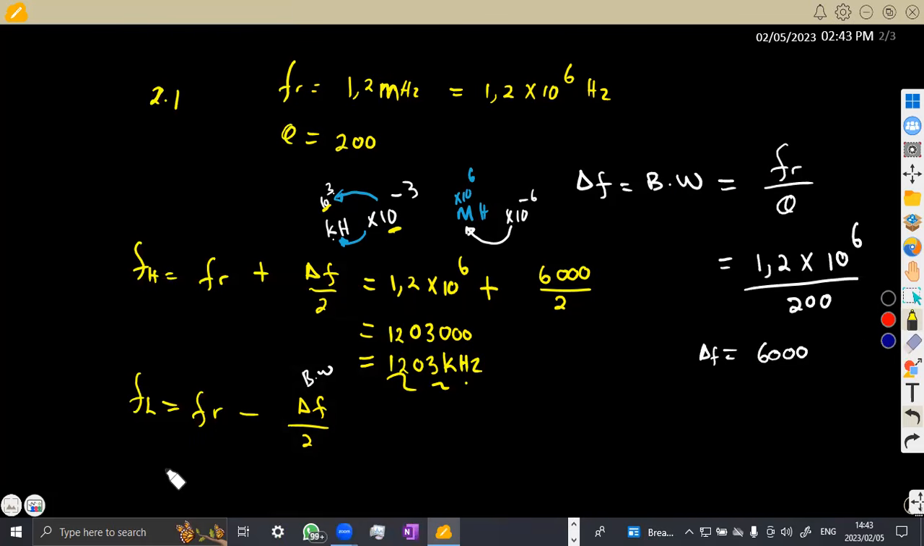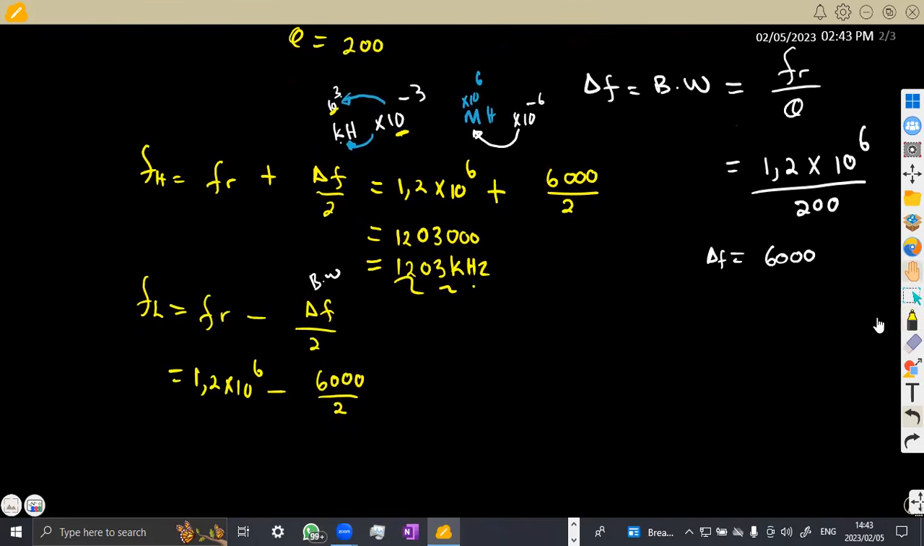All right, then we move on to the lower one, which is now we are going to subtract. So it's FR, which is 1,2 times 10 to the power of 6 minus 6,000 over 2, or 3,000. So that's it, guys. Just like what we saw from that previous question, we can use our calculator. Again, we are going to obtain something like 1,197,000 like that. Okay, so you do the same, you convert to kilo.